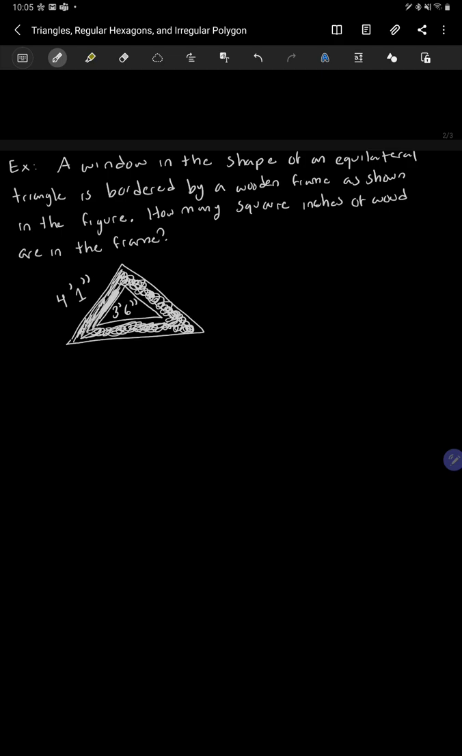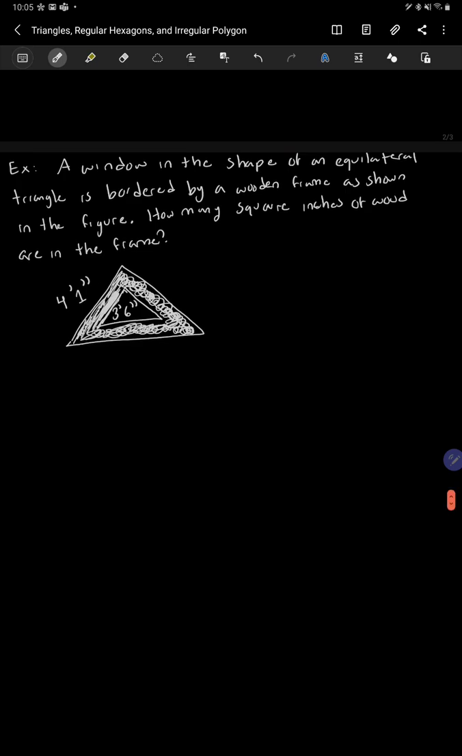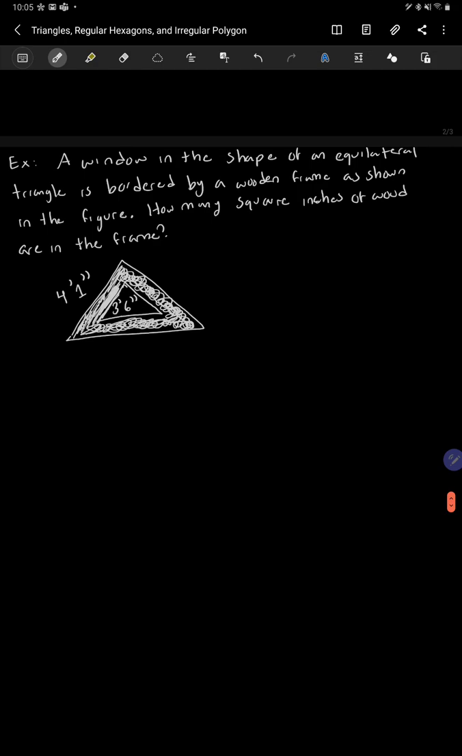Okay, so let's look at this example. A window in the shape of an equilateral triangle was bordered by a wooden frame as shown in the figure. How many square inches of wood are in the frame? So we have the window right here, which is this middle part, and each side is 3 feet and 6 inches. On the outside we have each of the sides being 4 feet and 1 inch. So first we need to make sure that we can write them in the same kind of units.